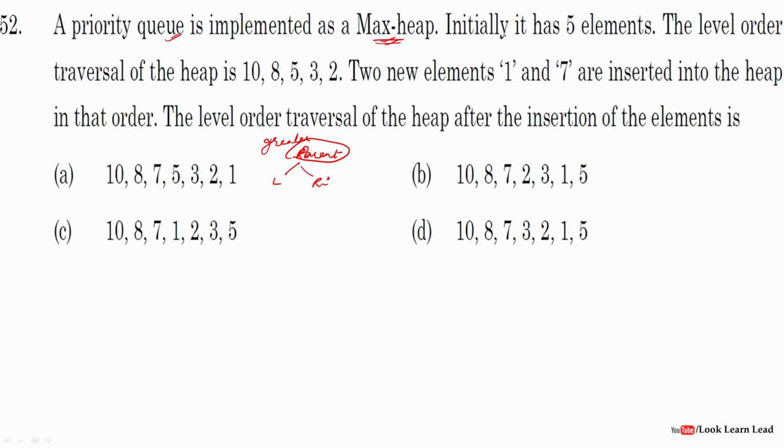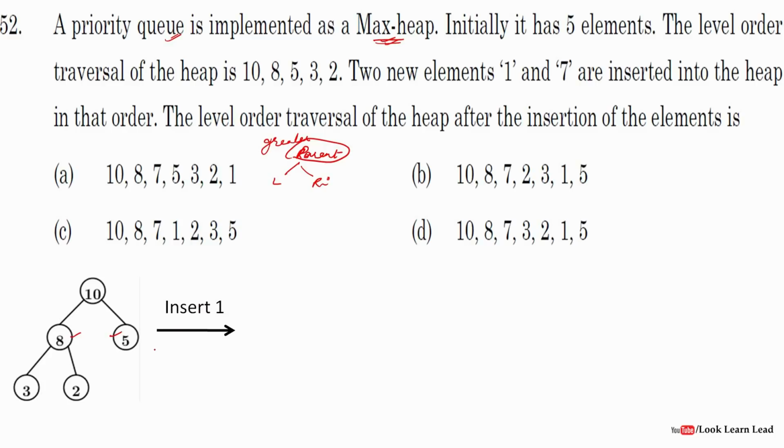So our max heap initially has 5 elements and the level order traversal of the max heap is 10, 8, 5, 3, 2. This is our max heap which contains 5 elements. See, 8 is the parent of 3 and 2 and it is greater than both 3 and 2. 10 is the parent of 8 and 5 and it is greater than both 8 and 5. So this is a max heap, and now 2 new elements, 1 and 7, are inserted into the heap. So we have to insert 1 and 7.